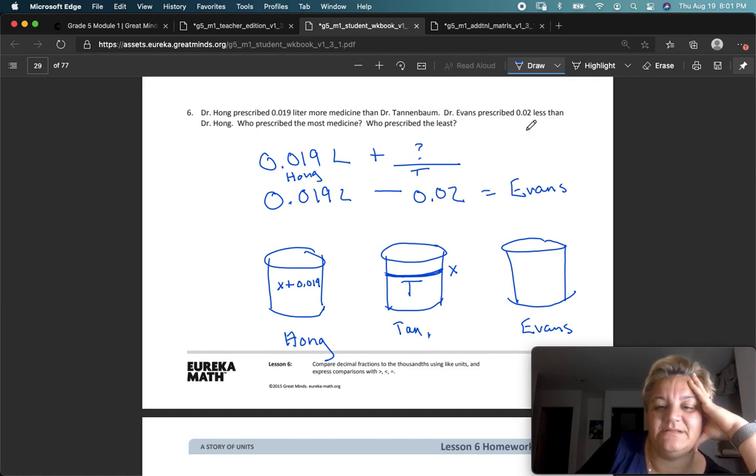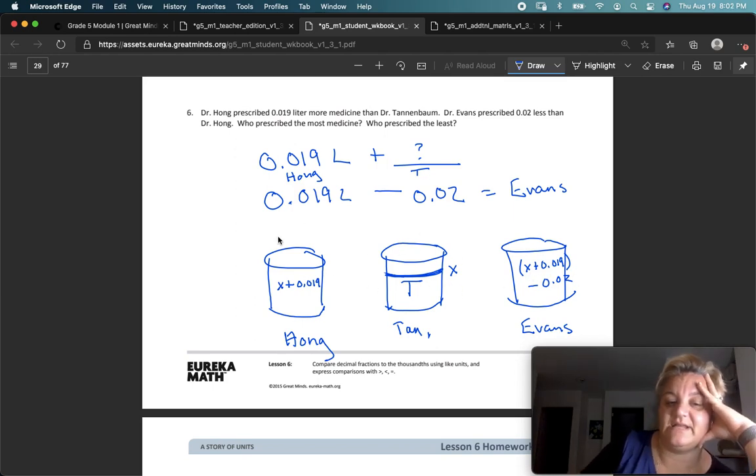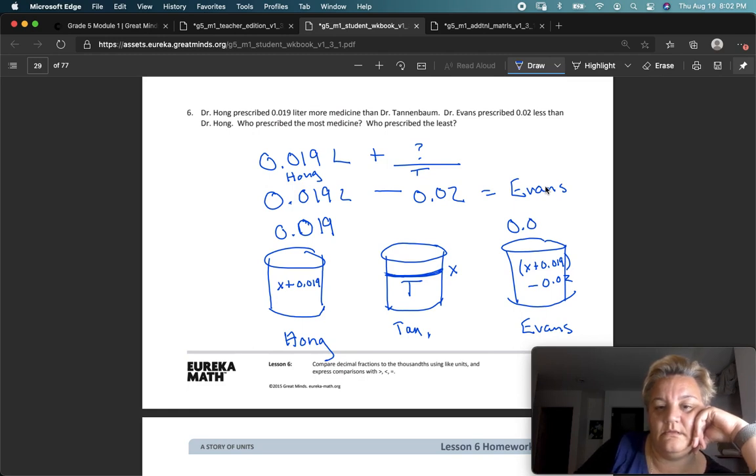Evans prescribed this number, X plus 0.019 minus 0.2. Okay, 2/10. So basically, what we're deciding here is which one is the difference between Mr. Tannenbaum's. So okay. So this is 19 thousandths. And this is 2/10.